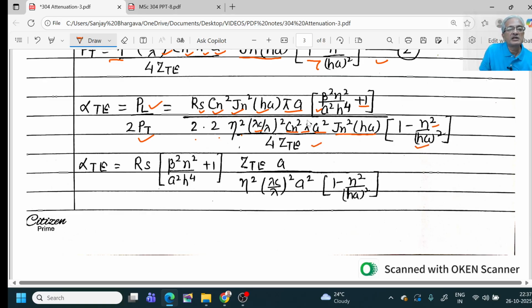Just on simplification, I will get R_s is equal to [β² n²/(a² h⁴) + 1] upon Z_TE η² (λc/λ)² a² (1 minus n²/(ha)²).